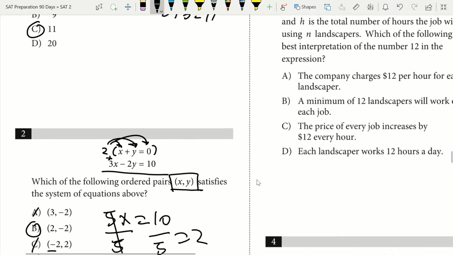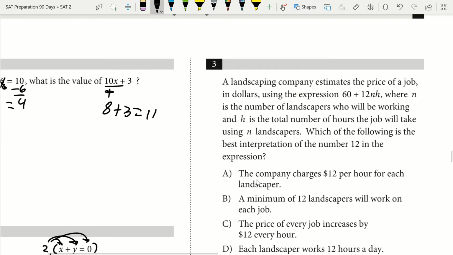Now we got question 3. Okay, I've got a word problem. A landscaping company estimates the price of a job in dollars using the expression 60 plus 12NH, where N is the number of landscapers who will be working and H is the total number of hours the job will take using N landscapers. Which of the following is the best interpretation of the number 12 in the expression?